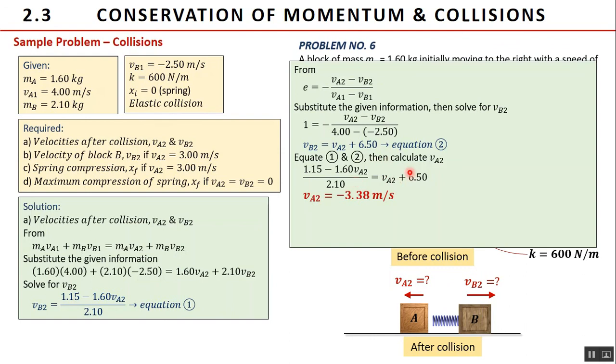Then we go back to either equation 1 or equation 2 to solve for VB2. Let's say we use equation 2, because it looks much easier. So from equation 2, we simplify and substitute the value of VA2. At last, VB2 is equal to 3.12 meters per second. We observe that after collision, block A moves to the left, since the value of VA2 is negative, while block B will move to the right, since VB2 is positive.